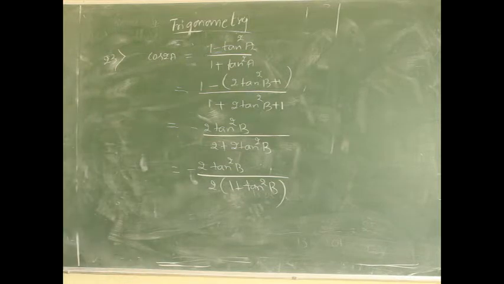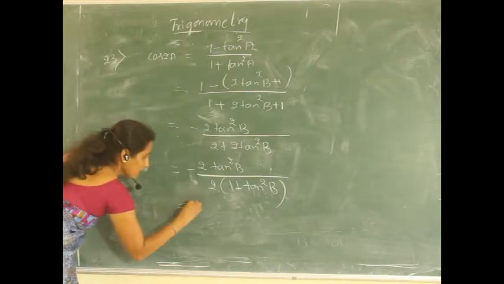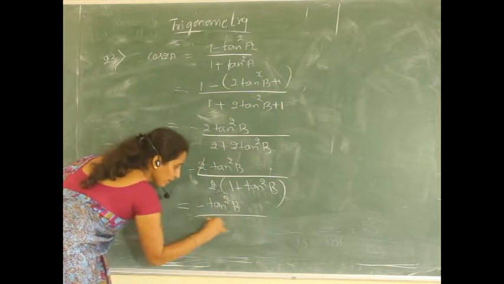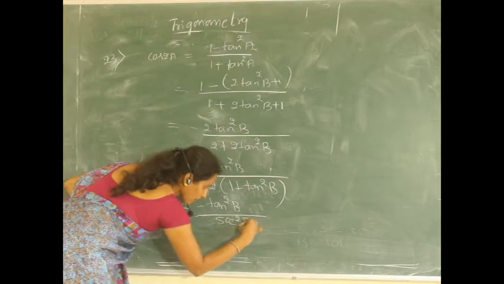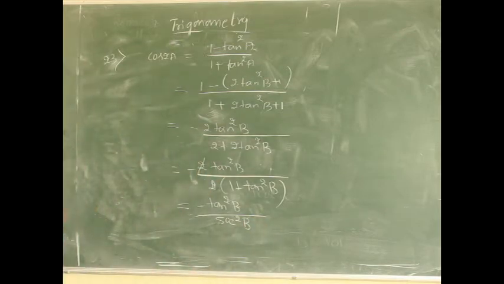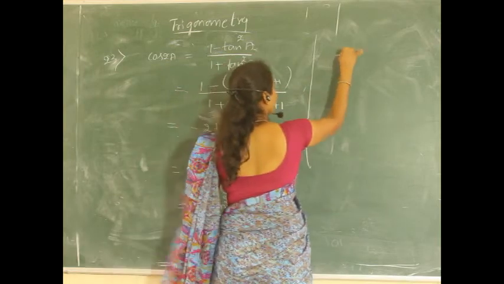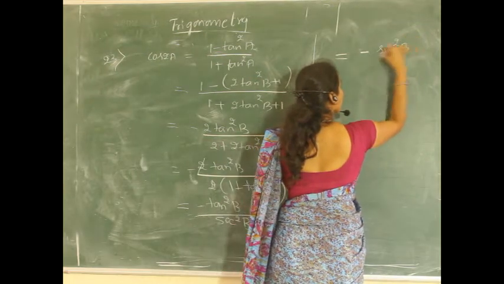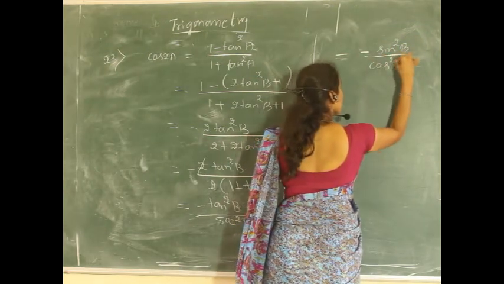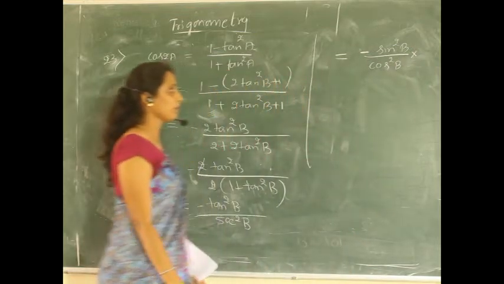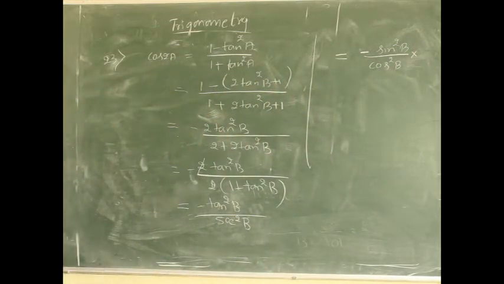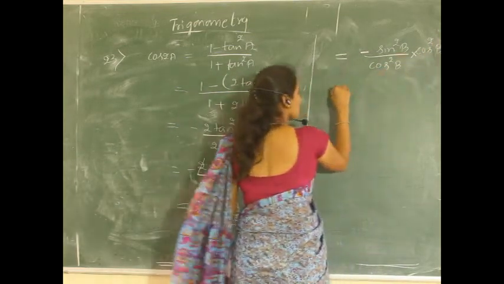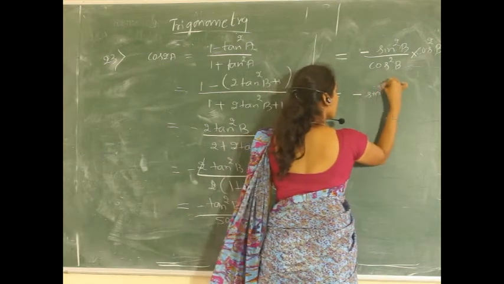But 1 plus tan square B is secant square B. So 2 can be cancelled. So minus tan square B divided by secant square B. Tan square B can be written as sin square B divided by cos square B, into... divided by cos square B into secant square B can be written as cos square B. So this is equal to minus sin square B.